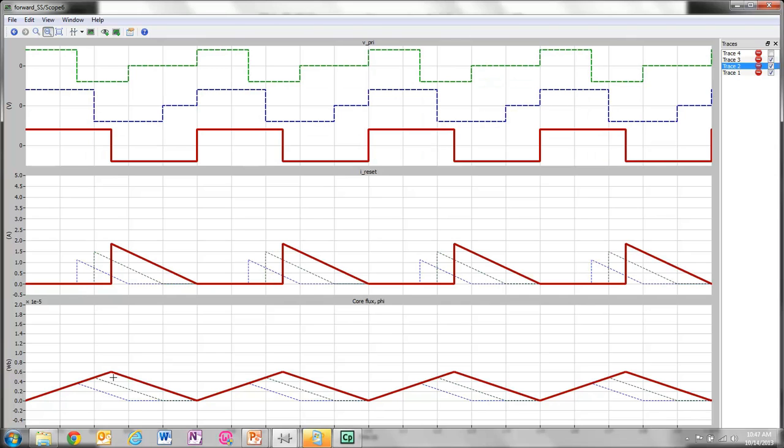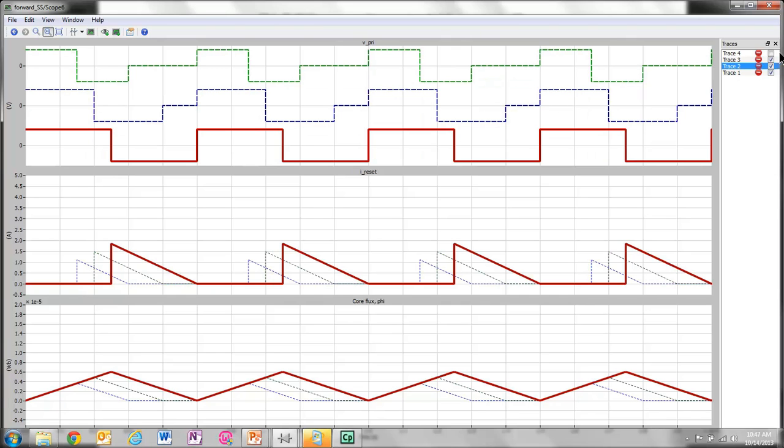This is also seen in the flux waveform. It reaches the peak at 1/2 of the switching period, and then it comes down at the same slope, minus Vin over L reset, and reaches 0 exactly at the beginning of the next cycle. So that is still valid steady state.